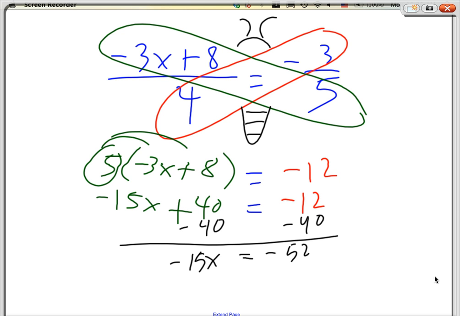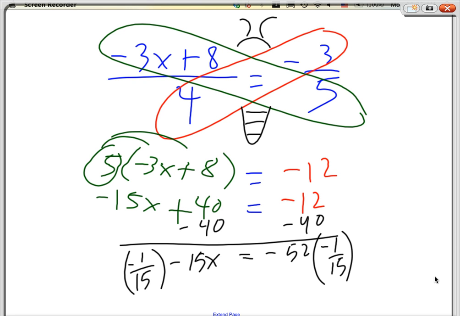How do I get rid of negative 15? Reciprocal. Let's just do reciprocal today. What's the reciprocal of negative 15? Don't forget the negative, still, because of the negative. Negative 1 over 15.